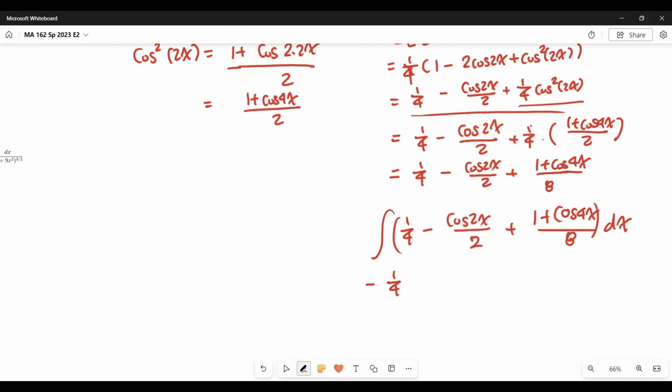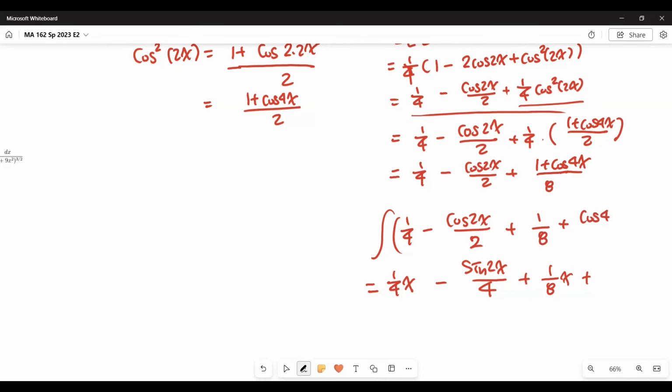This is 1 over 4 minus sine 2x over 4, right? Plus, you can write this as 1 over 8, right? So this is going to be 1 over 8x, and then plus cosine 4x over 8. I'll separate this right now for the sake of easier understanding. So 1 over 8 plus cosine 4x over 8 dx. There you go. You separate this part like that, so it's easy to integrate.